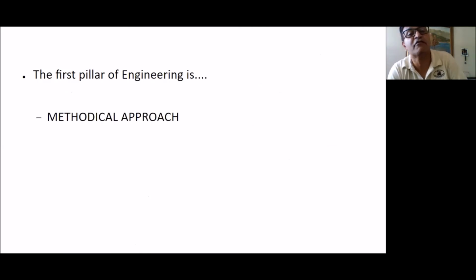So the first pillar of engineering is methodical approach. This is extremely important. Being methodical is extremely important in engineering. So that's the first thing you need to learn. Be methodical, document everything, follow processes. This is extremely important.